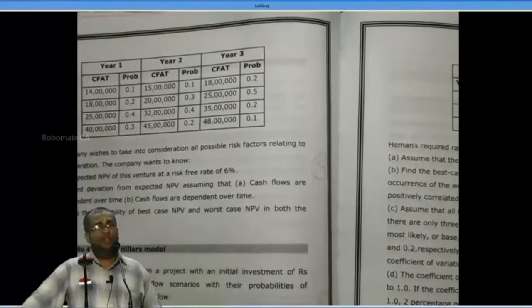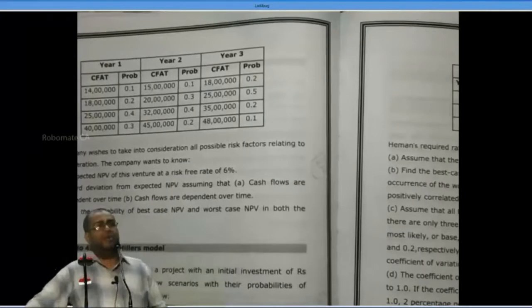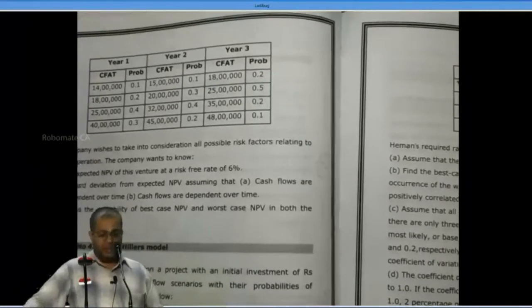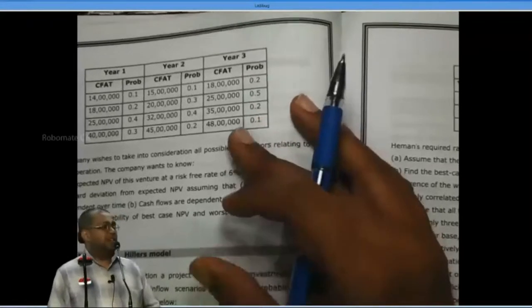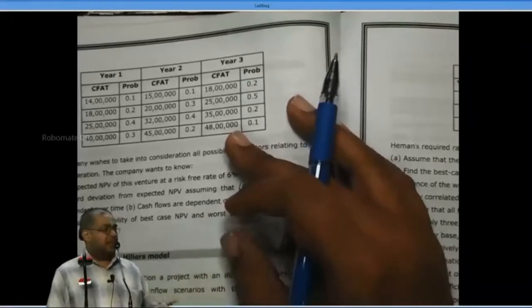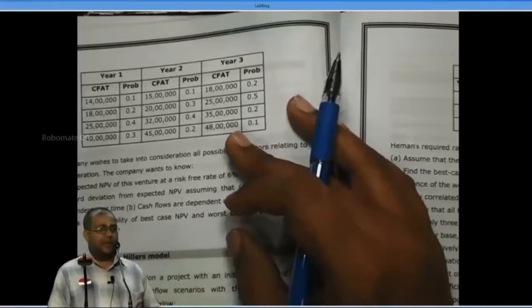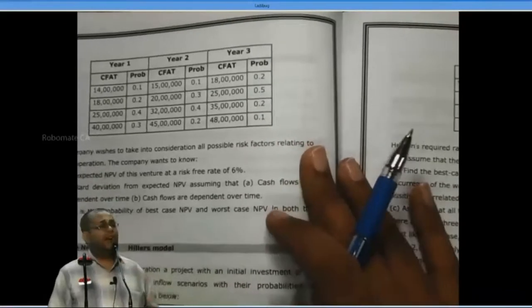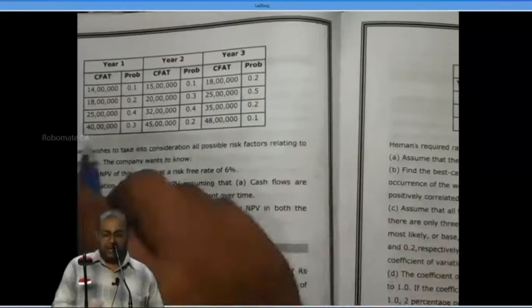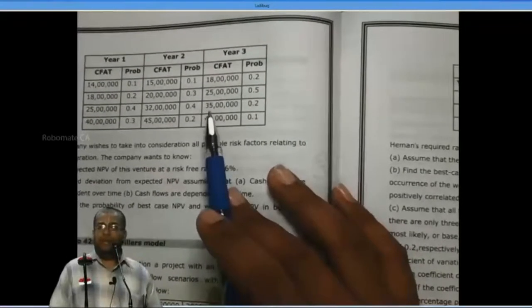The probability is 0.002. Everybody respond yes or no. Now, the question did not ask you to select the project. They have given you the risk adjusted discount rate, details and all. What is asked has been answered. Everybody respond. Are you all following Hiller's model or not? With this we complete the solution to question number 41.